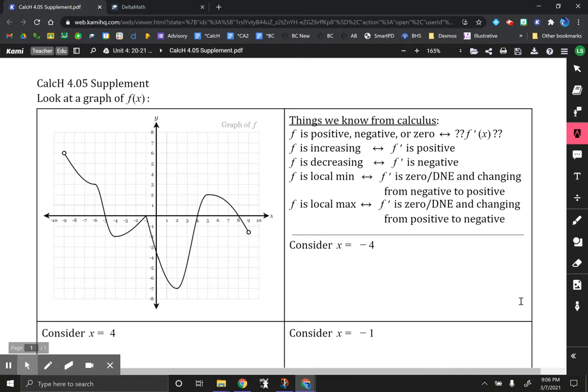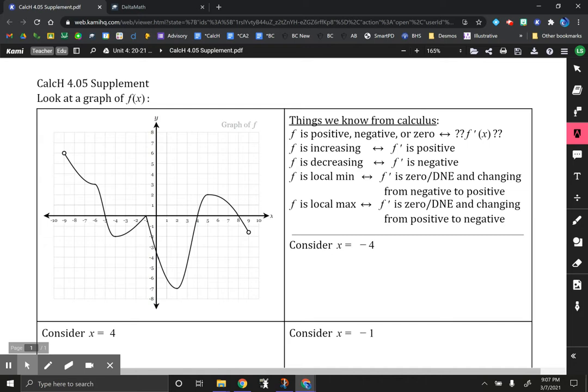So in this list, the very first item is when f is positive, negative, or 0, meaning when our function is above the x-axis, sitting on the x-axis, or below the x-axis. When we know that information, it doesn't necessarily tell us anything about f prime of x, the first derivative. Whether it's located above or below the x-axis really doesn't have an effect on what happens with f prime.